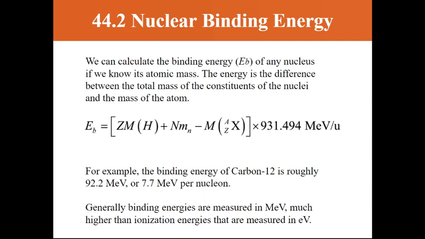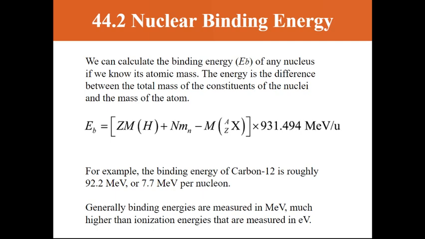and multiply that by a conversion factor, since we like to use MeV in particle physics. You multiply by that factor, which takes you from atomic mass units to MeV, and it'll tell you the binding energy, which again is basically how much energy you need to break an atom apart. So for carbon-12, you need to apply 92 mega electron volts of energy to break apart the nucleus, which comes to about 7.7 mega electron volts per proton or neutron in there.